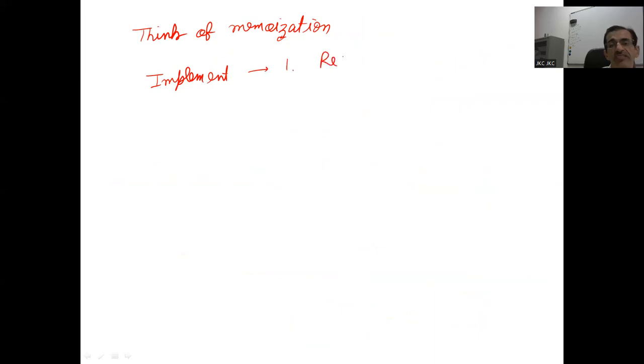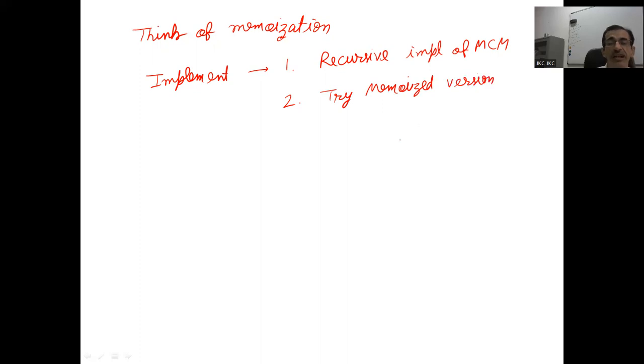So I'll say recursive implementation for MCM, and you have to effectively find the minimum multiplication steps, and I'll say try the memoized version for it. Few lines only will be added, and then we will see that later we will go towards DP. But why I claim DP is applicable now, we will explain.